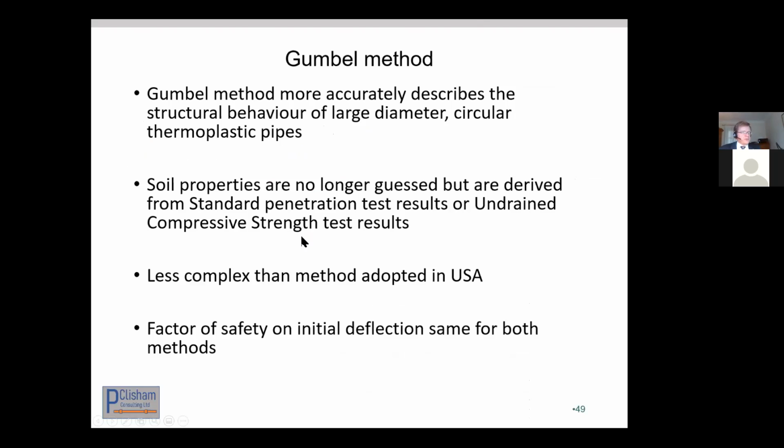So the Gumbel method more accurately describes the structural behaviour of large diameter circular thermoplastic pipes. Soil properties are no longer guessed; as you say, you're getting them from actual test results. It's less complex than the US version of this that they've introduced, and that's largely because the European product standards are higher than the American product standards, so we were able to simplify the calculations. But this initial factor of safety or initial deflection should have been applied to all calculations since February. So if people are not aware of it, you need to be aware of it. It needs building into whatever spreadsheets the consultants are using.